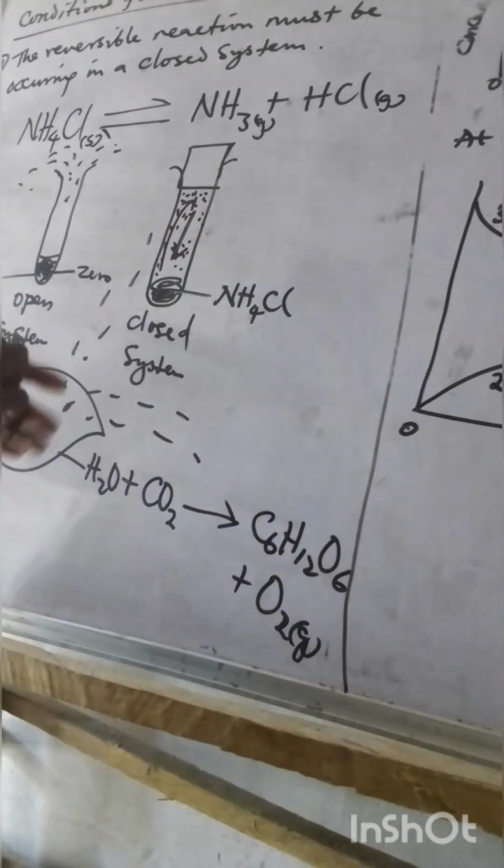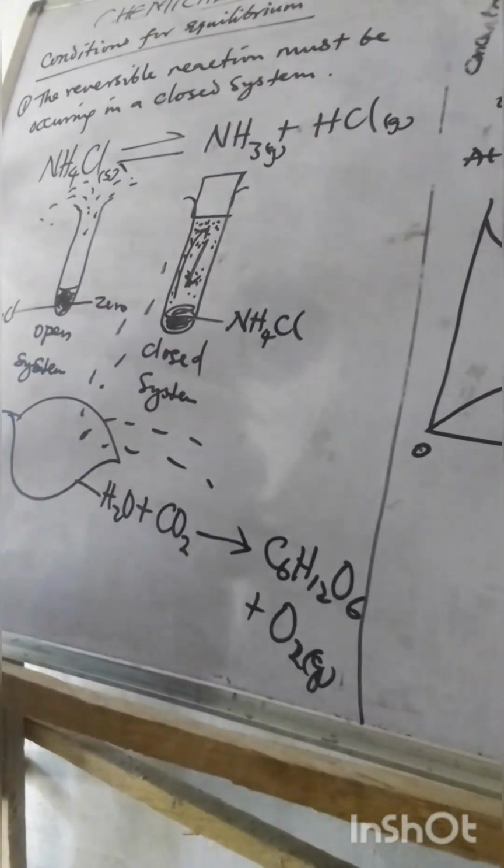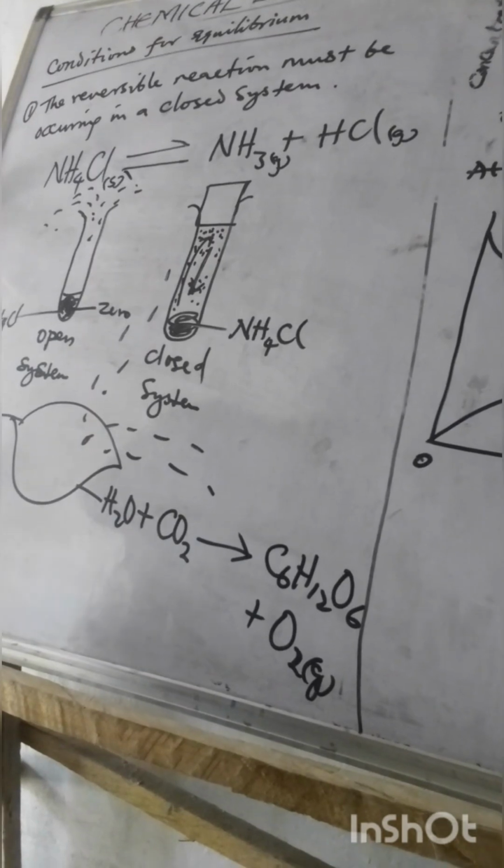So the photosynthetic reaction happens in an open system. That is why the reversible reaction cannot easily reach or attain equilibrium.